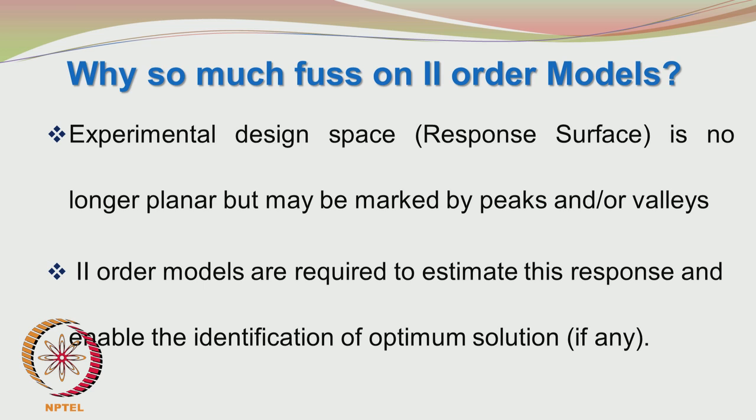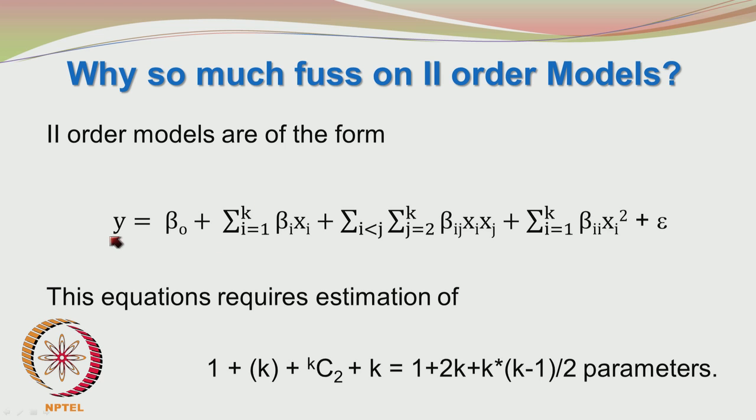So why do we emphasize so much on second order models? In the experimental design space, the response surface is no longer planar but may be marked by peaks and or valleys. Second order models are required to estimate this response and enable the identification of the optimum solution, if any. Second order models are of the form y equals beta naught plus the sum from i equals 1 to k of beta i xi, plus the double sum over i and j of beta ij xi xj, plus the sum from i equals 1 to k of beta ii xi squared, and so on. So these are the main factors, and this is the binary interaction between two factors taken at a time, and then you have the second order terms x1 squared, x2 squared and so on. This is of course the error term.